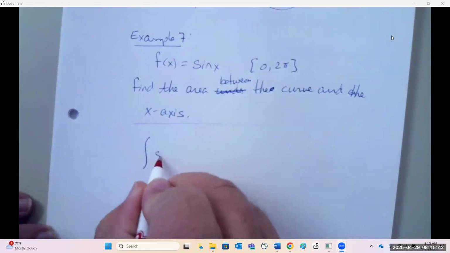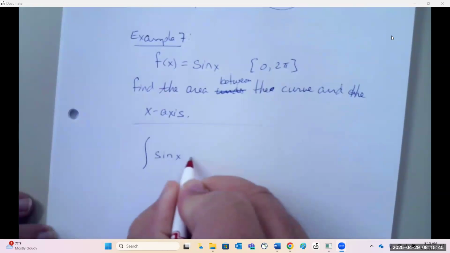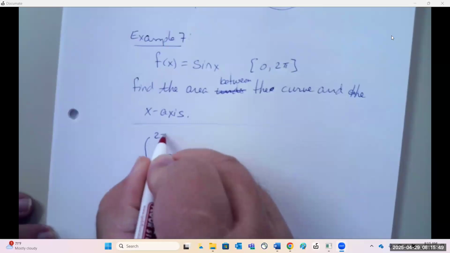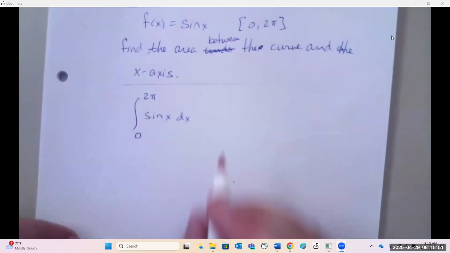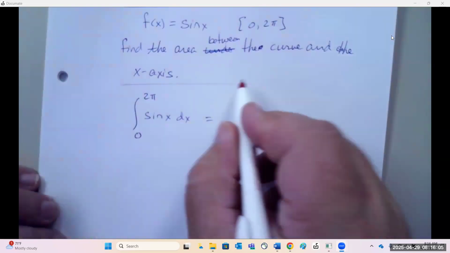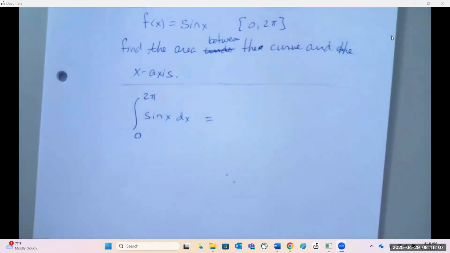So our function is sine x. We're going from 0 to 2 pi. What's the integral of sine? Remember I told you 2 weeks ago, how does the unit circle relate to derivatives and integrals?